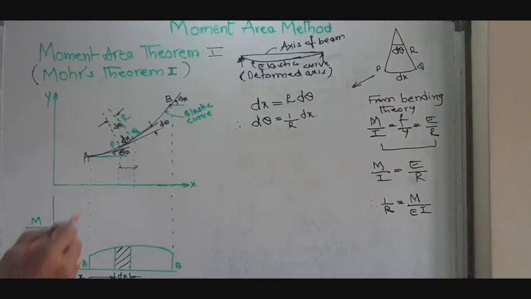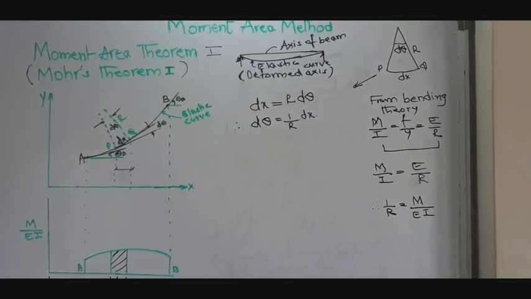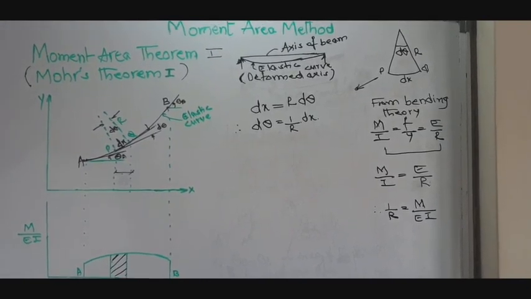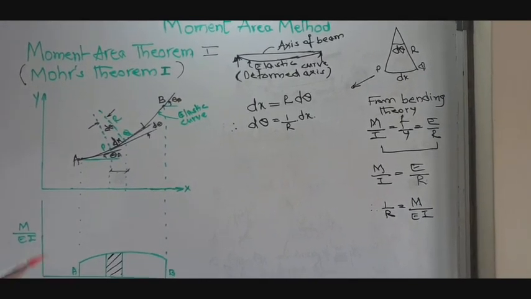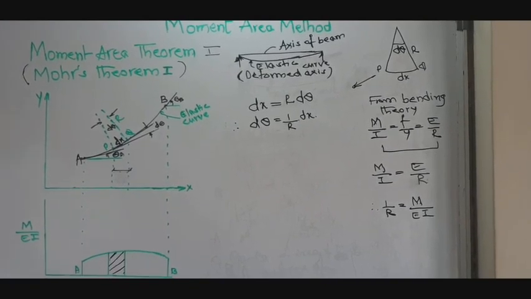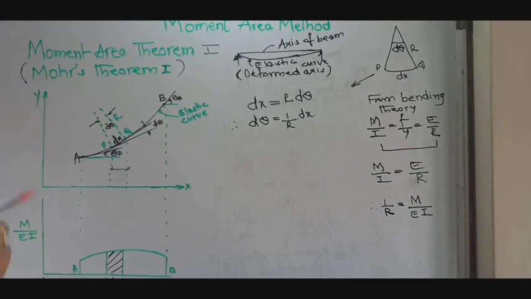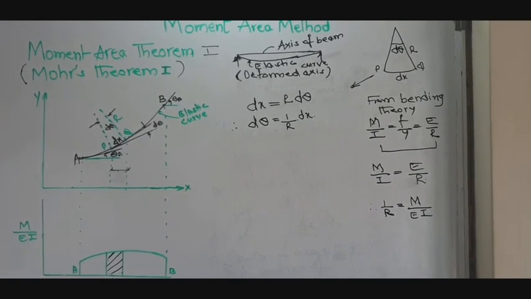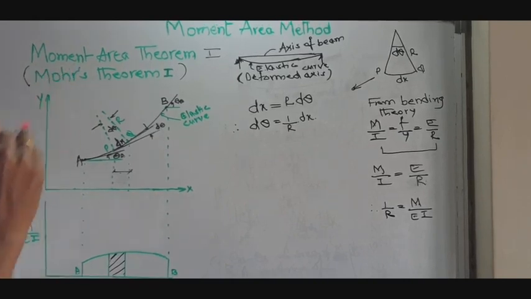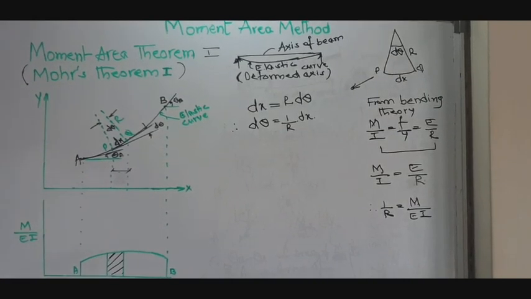Hello everyone. Now we will discuss the moment area method. This is the semi-graphical method for determining the slope and deflection. There are two theorems here, called the moment area theorems. The first moment area theorem relates to how to determine the slope at any point on the beam. These are also called Mohr's theorems because Mohr proposed them.